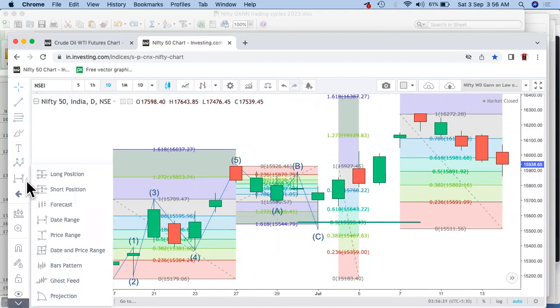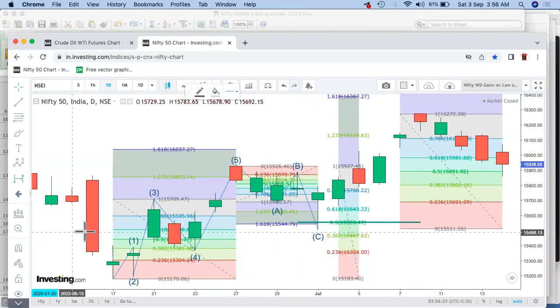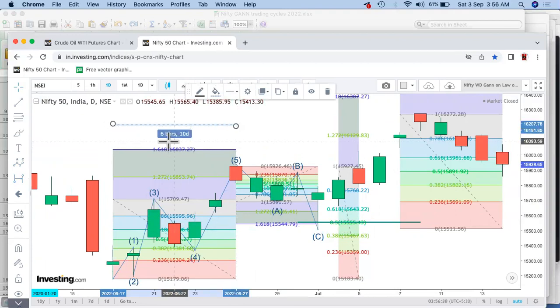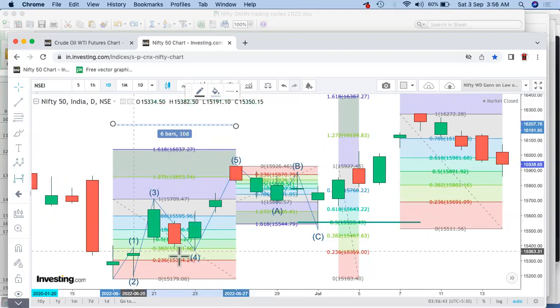Let's try to go for the price cycle. So the date cycle is from this part to this part. It is coming to somewhere around 6 bars, 10 days. So this should be approximately around what, 3 bars, 4 bars, and somewhere around 5 days. So let's see how it is there.